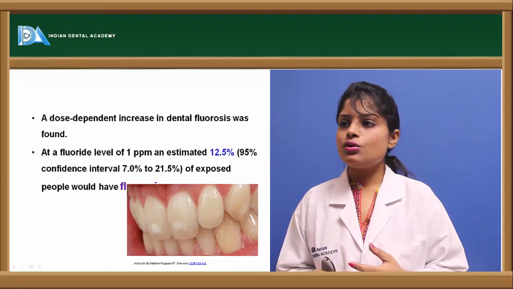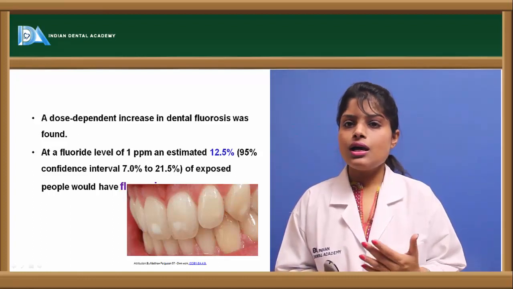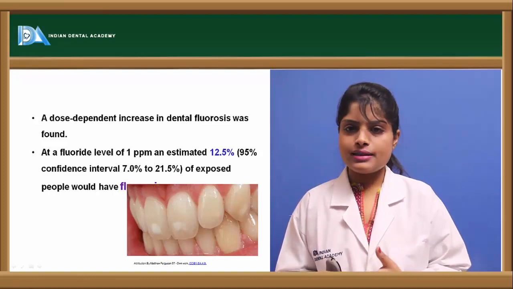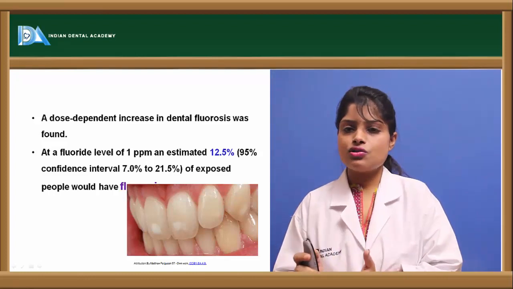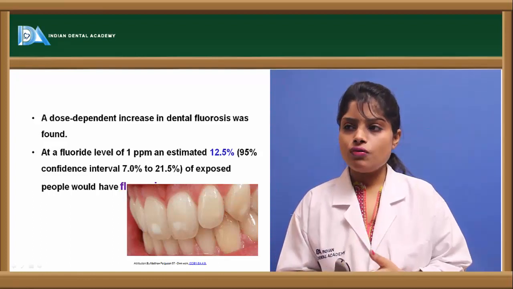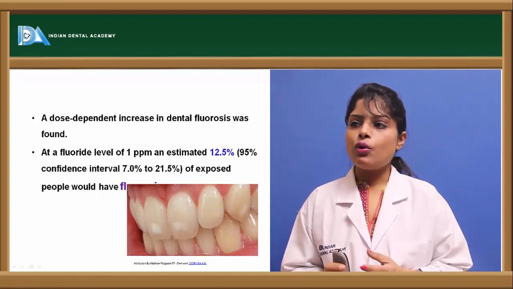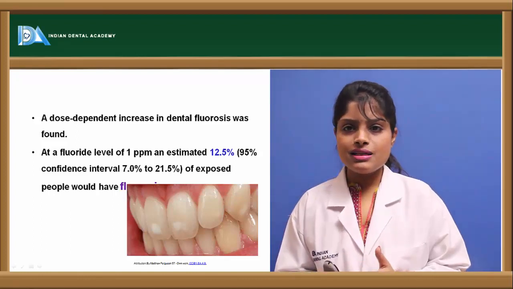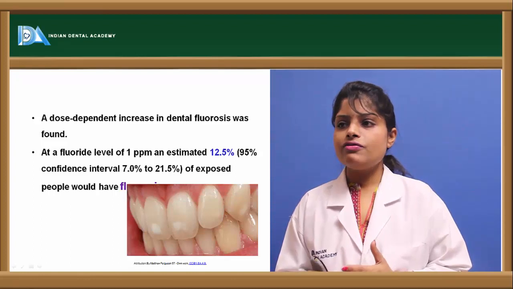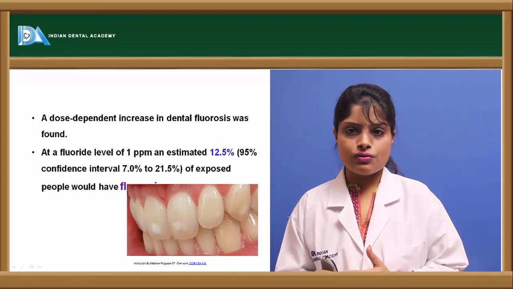It is always dose dependent. The dose dependency is directly proportional. For example, if the fluoride concentration in water is high, it will lead to a higher incidence of dental fluorosis. At the fluoride level of 1 ppm, it was estimated that 12.5% of exposed people will have fluorosis.